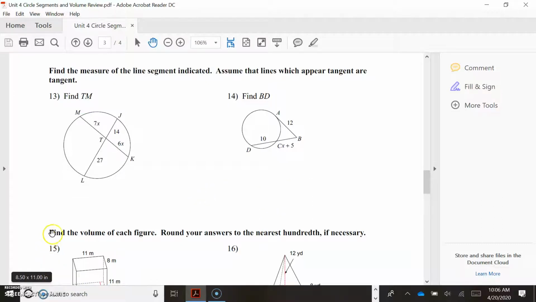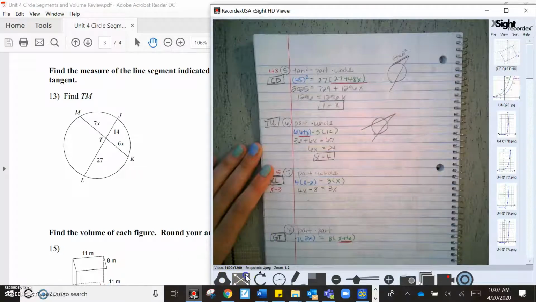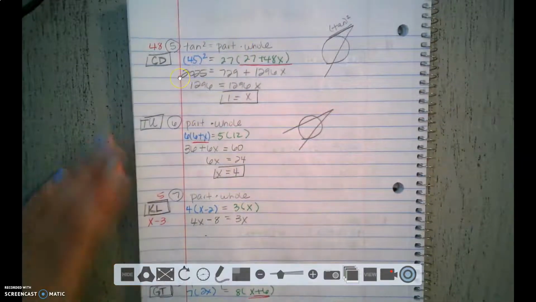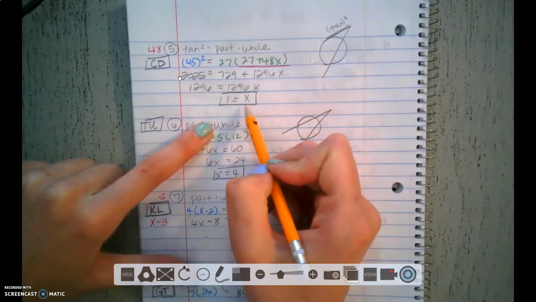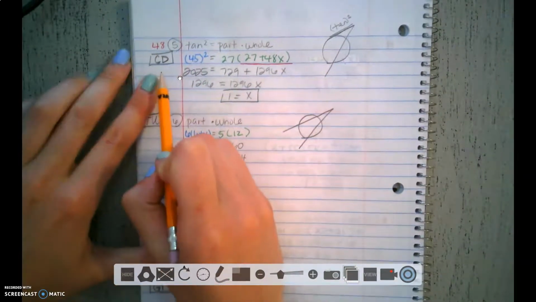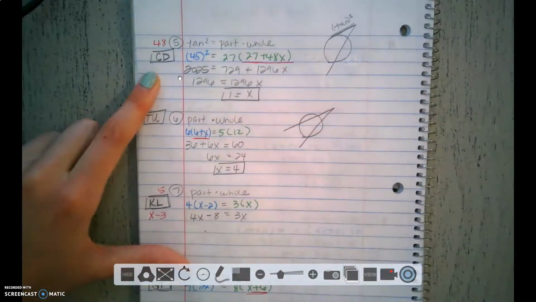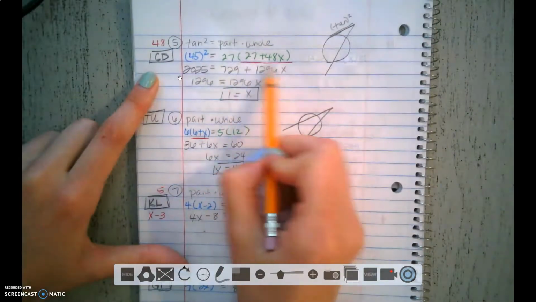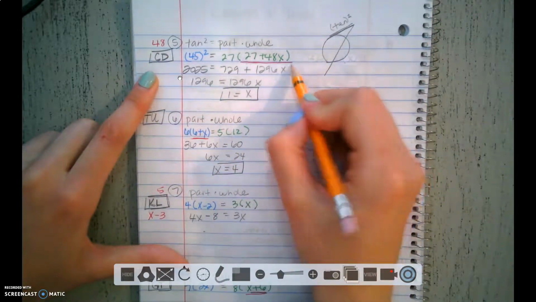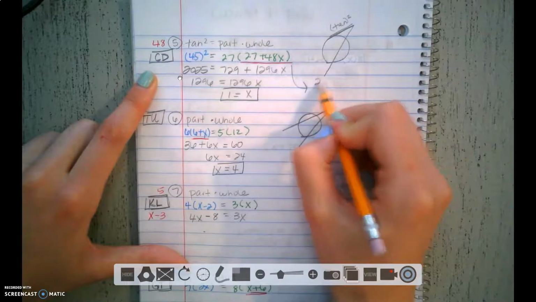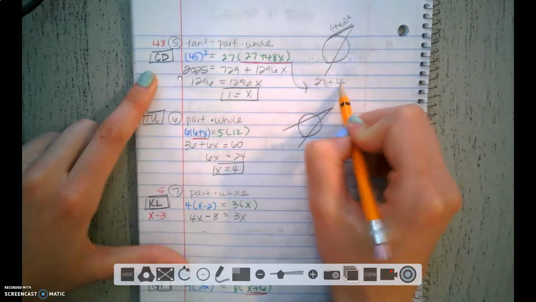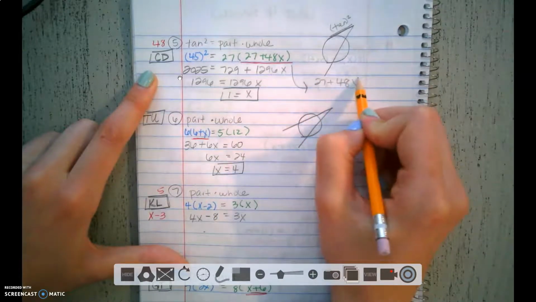I'm going to pause the video really quick so I can edit my outline and then I'll resume. Okay, we're resuming the video back, and when we resume the video back, I'm going to come back up to question 5. I found x equals 1, but the direction said to find CD. So to find CD, I'm going to substitute it back here into this equation. So that's going to give me 27 plus 48x.